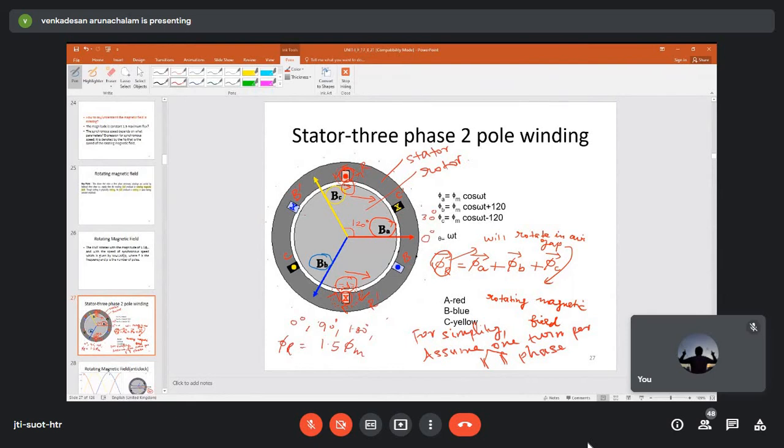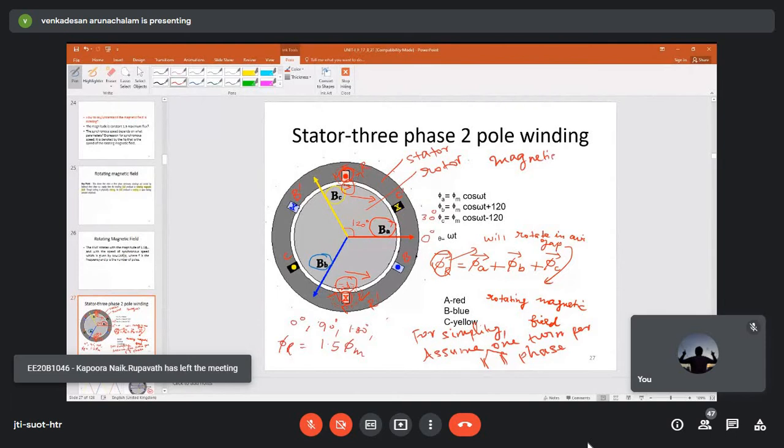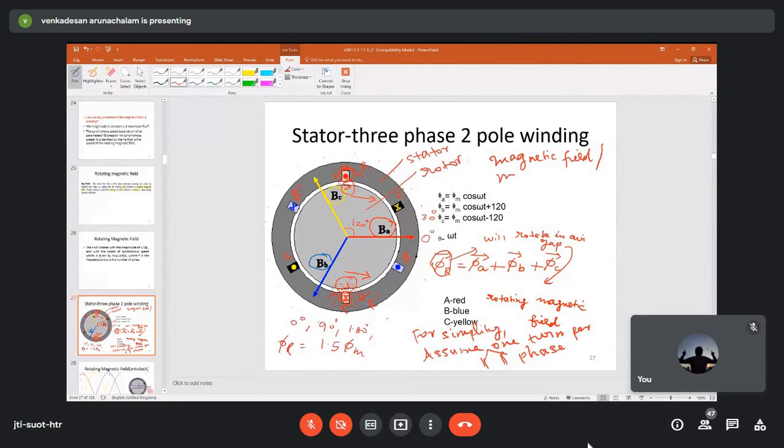And the magnetic field produced by each phase, or the magnetic flux, or the flux density, any way you can name it, all are proportional to each other.